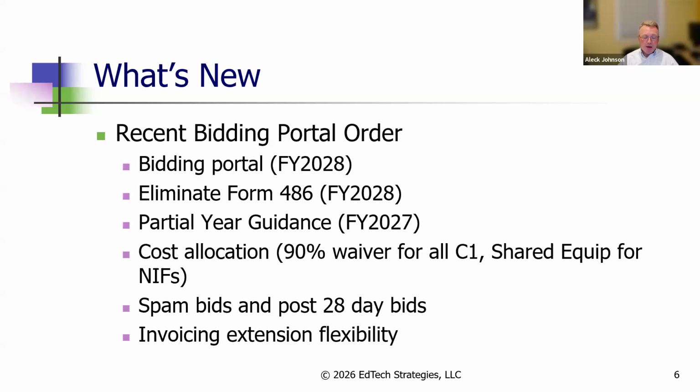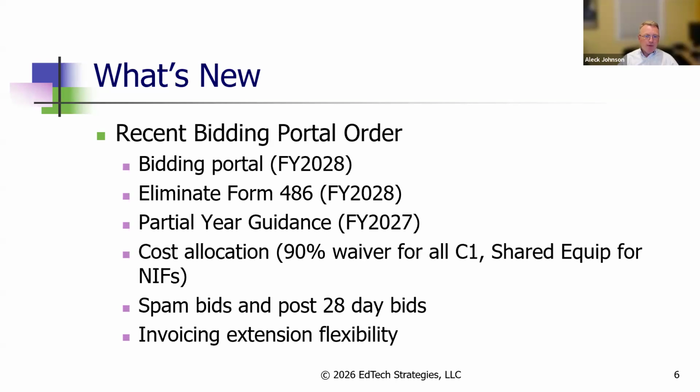So what does that mean for you? It means that all of the applications that you do for this upcoming year, 2026, and the following funding year, 2027, will not run through the bidding portal. Everything after that will. We will provide more information on exactly how that's going to work as that becomes available. I have spent quite a bit of time going through the bidding portal order. So if you have questions about that, happy to take them at the end of the session.